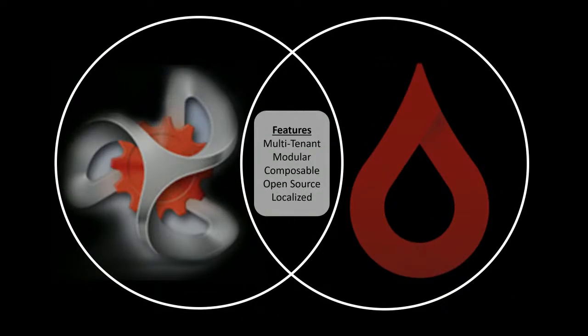So from a concept perspective, both of them have a similar set of features in that they support multi-tenancy. They support modularity. They're composable, so you can dynamically create your user interface using a lot of different components. They're both open source, and they both provide localization as a core capability.